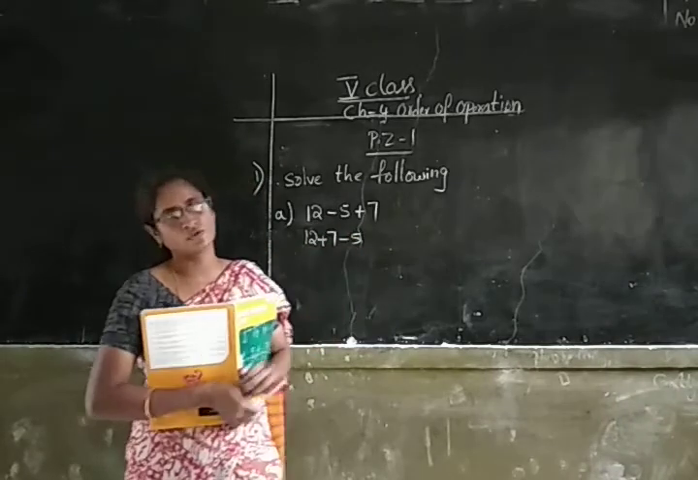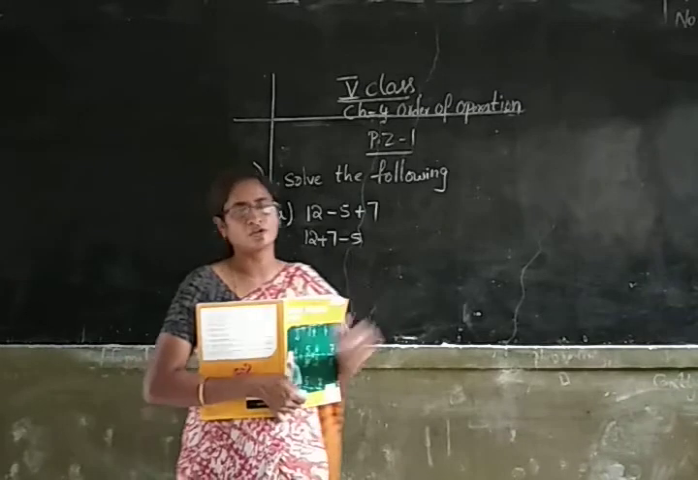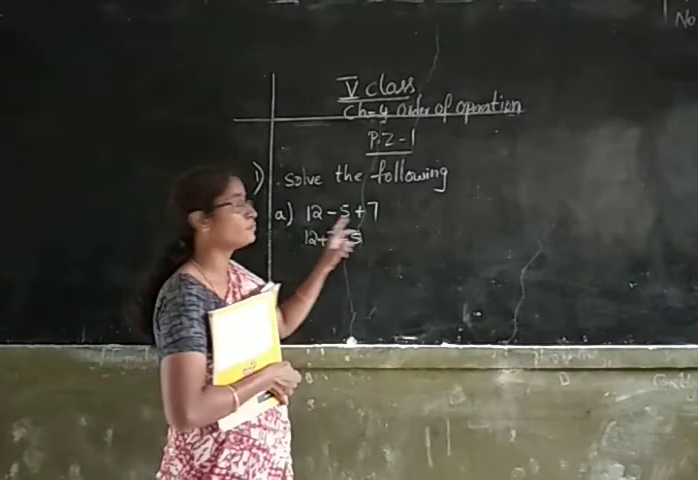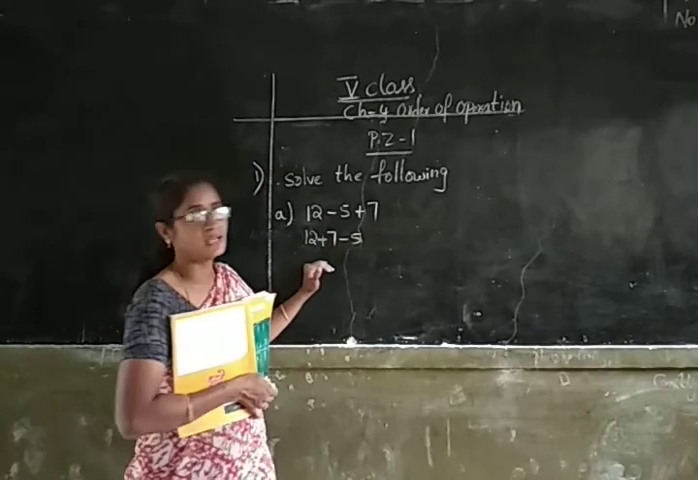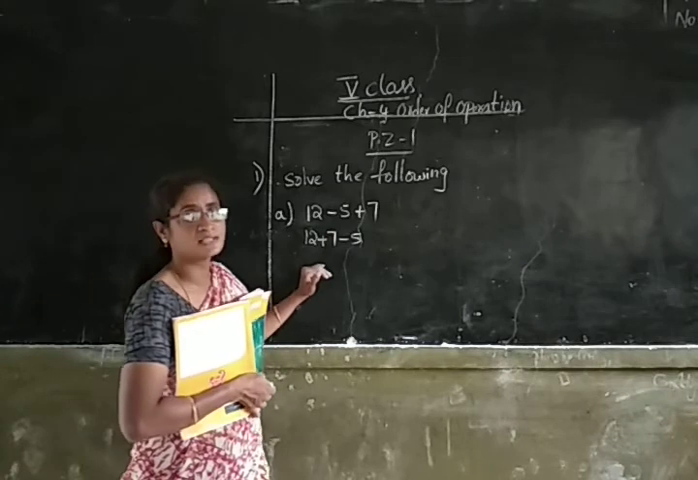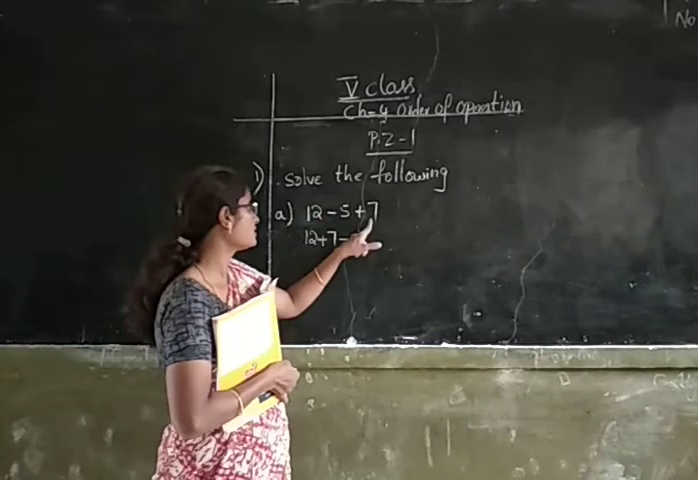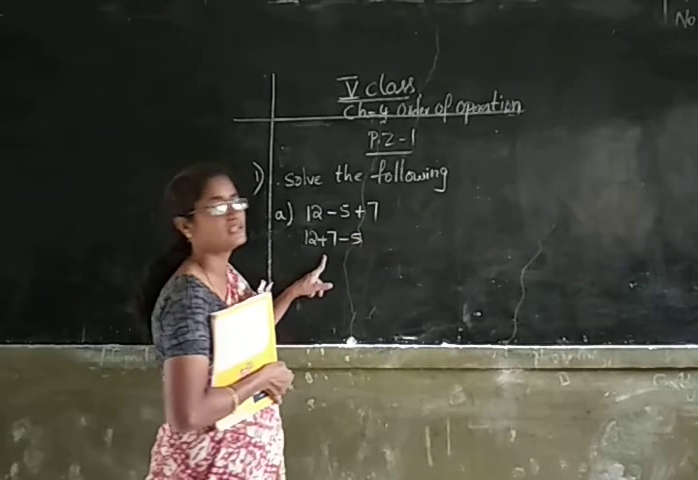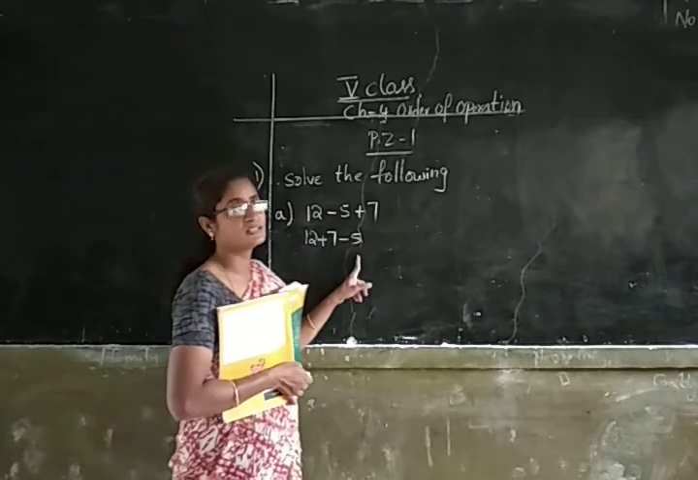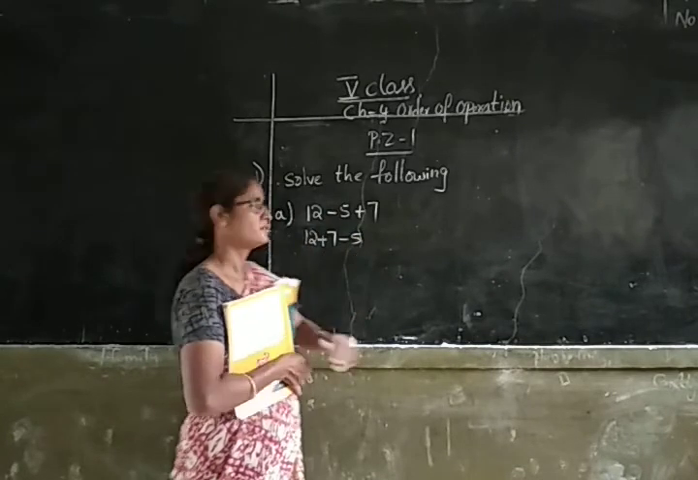According to the BODMAS rule, first you have to do addition, then only you have to do the subtraction. Here they are given only two operations. So first I am doing the addition. For that I have rearranged the numbers. So since this number is having addition symbol, I have written it first and then I have arranged the subtraction symbol number after it. Okay children.